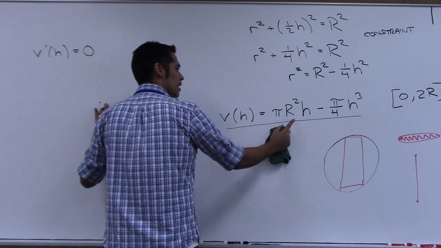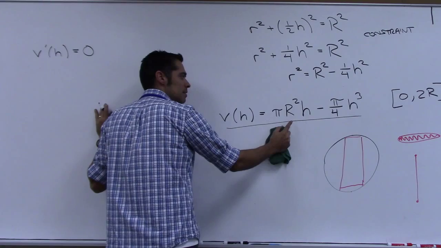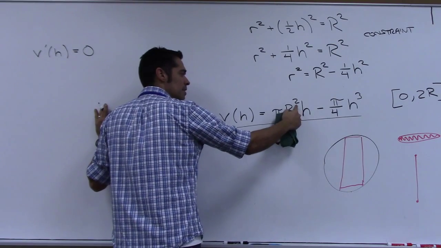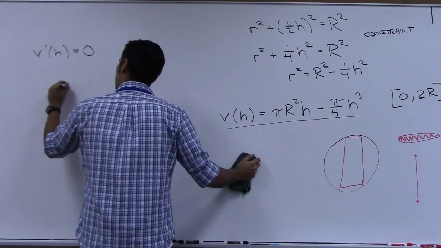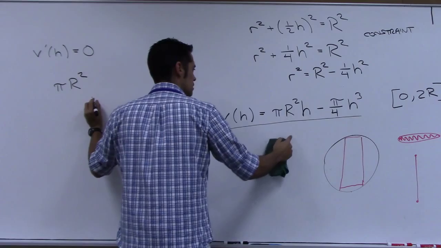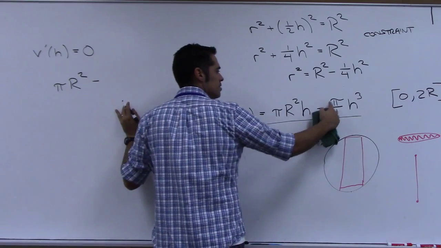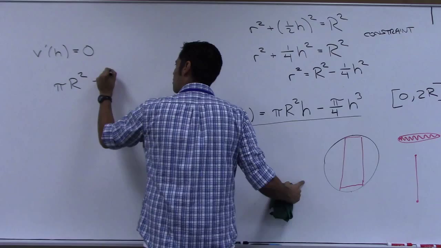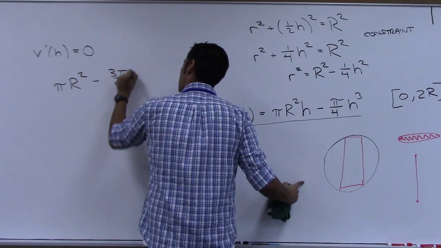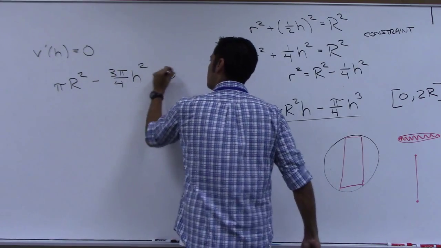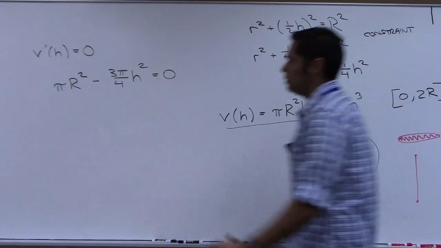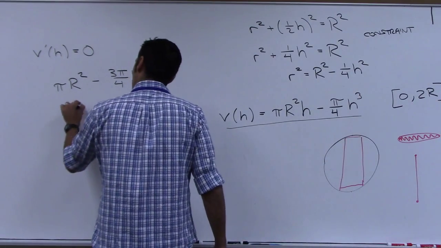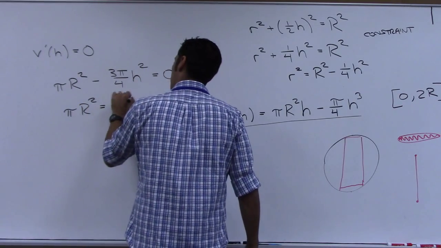So derivative, be very careful here. The only variable in the problem is h, right? So pi capital R squared is a constant times h. Derivative of h is 1. So this is just pi capital R squared minus, again, this is all constant, 3 pi over 4 h squared. I need to set that equal to 0. Solve it for h. I'm going to move the negative stuff to the right and make it positive.